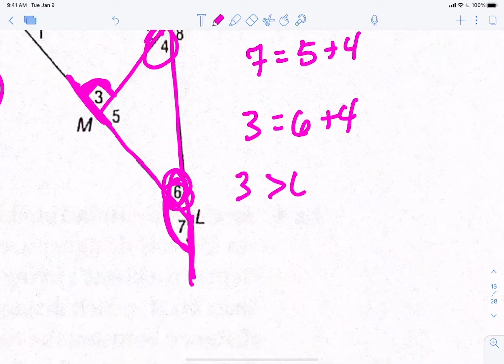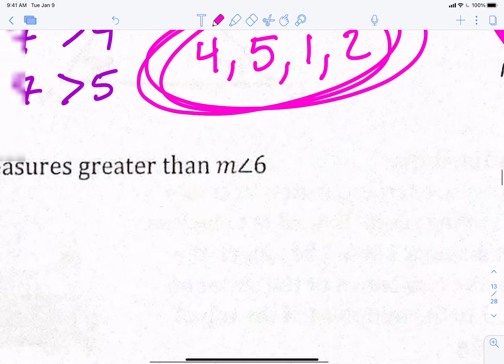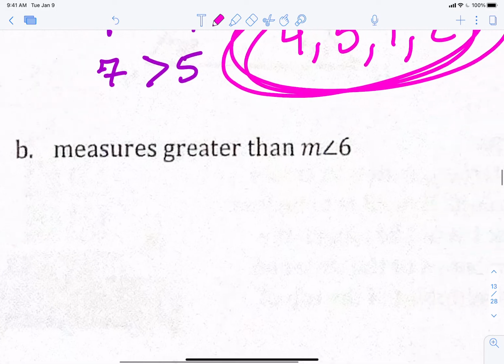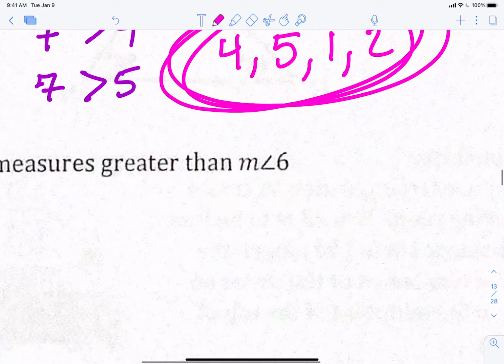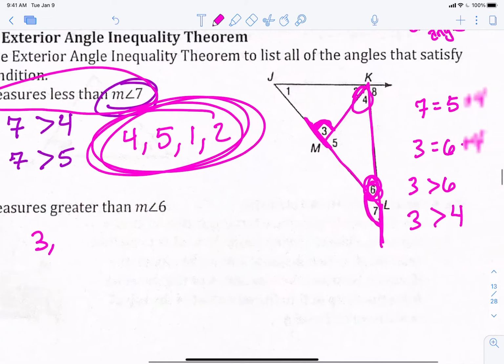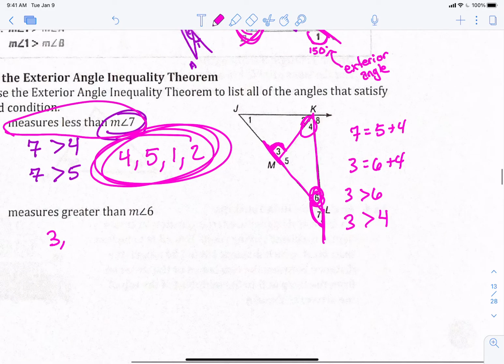So 3 is going to be bigger than 6, and 3 is also bigger than 4. So the measures that are greater than 6: 3 is greater than 6. Why didn't we do anything with 7? Because we're only looking at 6. We could write out the 7s, but we only care about 6 right now.